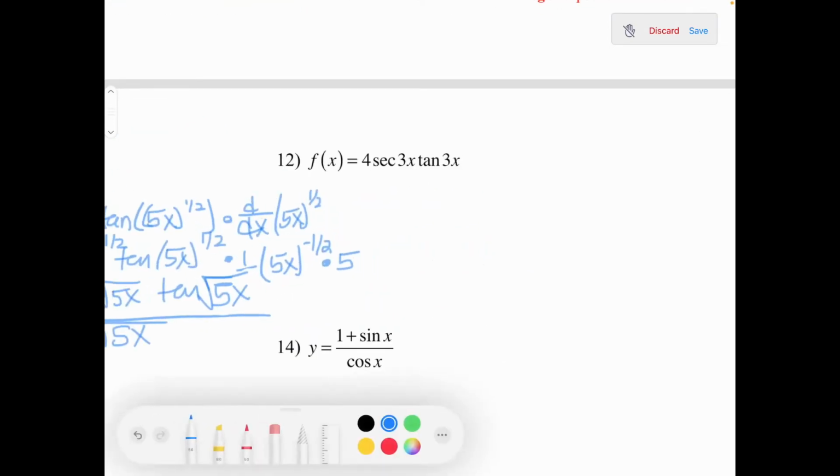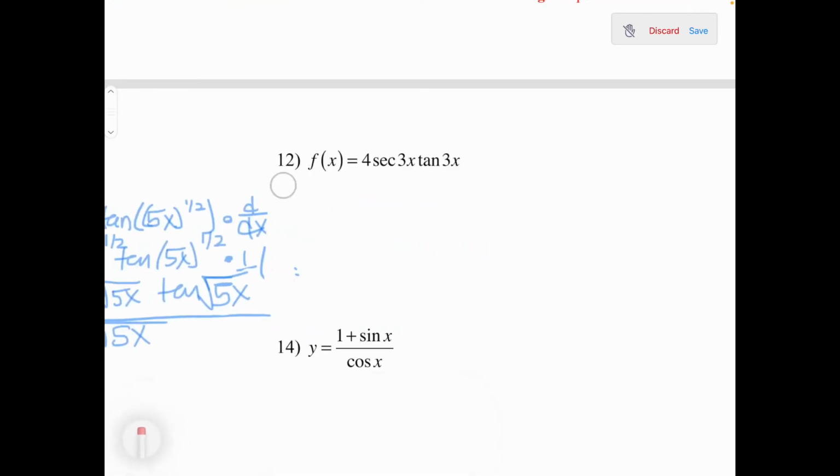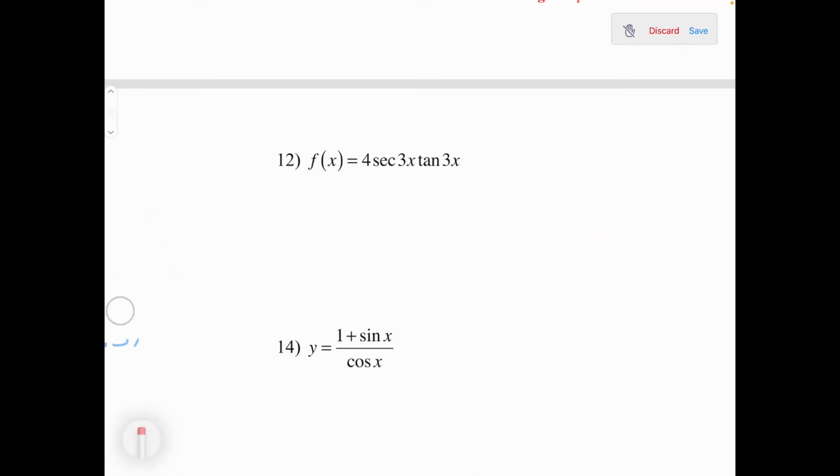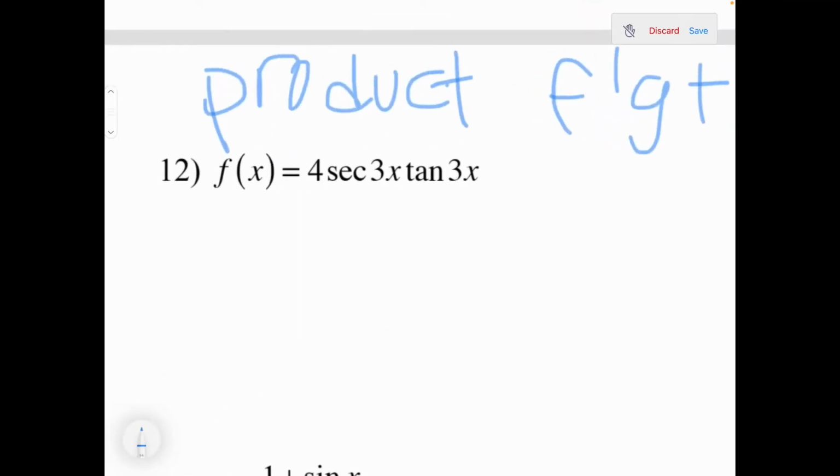All right, number 12. Number 12 is a product rule. We have 2 trig functions being multiplied together. We have secant being multiplied by tangent. So we're going to have to do some product rule for number 12. Remember, product rule, it doesn't matter what order we do this in, f prime g plus g prime f. We're going to let this be f, and we're going to let that be g.